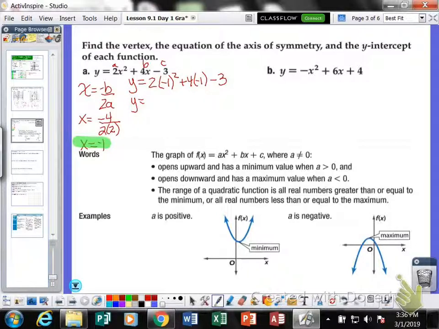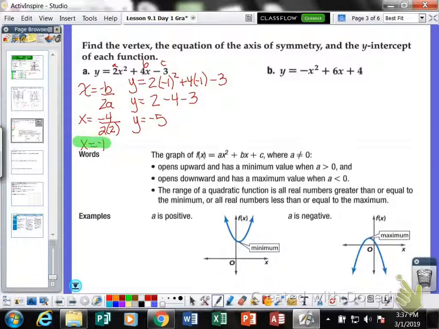Y equals, so -1 squared is 1. 1 times 2 is 2. Minus 4 minus 3. 2 minus 4 is -2. Minus 3 is -5. So y equals -5.